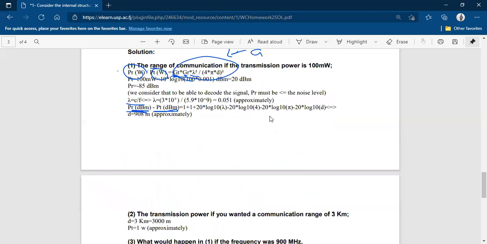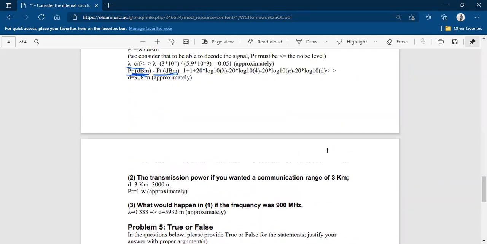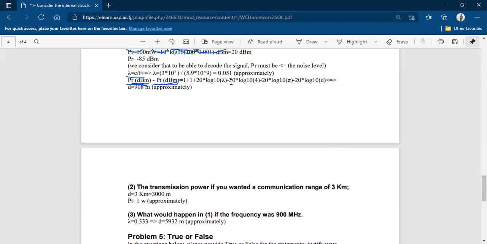Anyways, using the logarithmic formula, you can expand this. And then the transmission power: if you want to communicate over a range of 3 kilometers, if you want to calculate the transmission power for that range, then in this particular case, using the same formula that you have over here, the transmitting power will be unknown. We know our distance. In the first formula that we have over here, our distance was unknown.